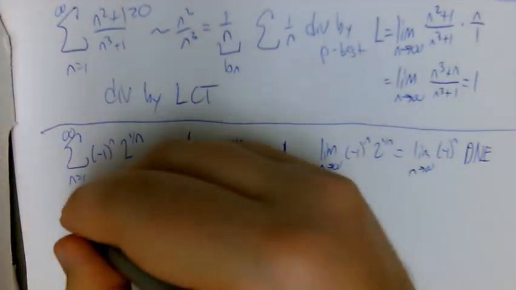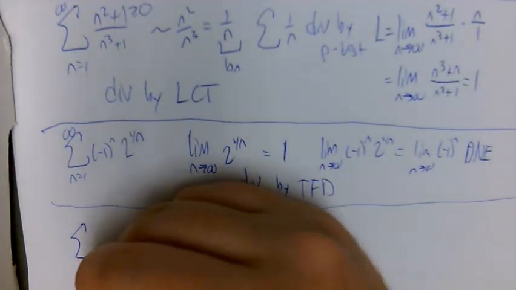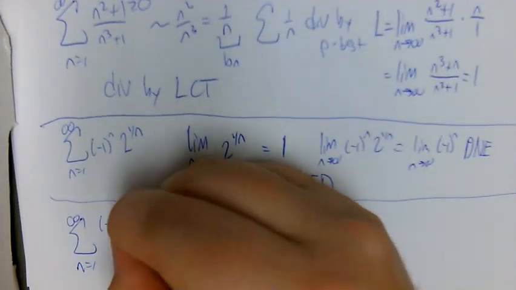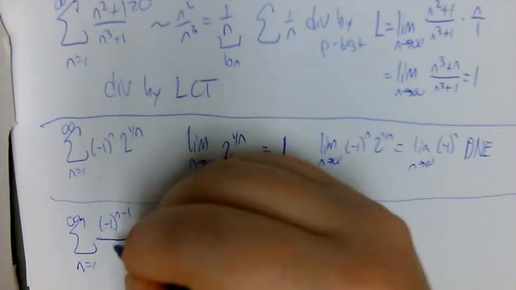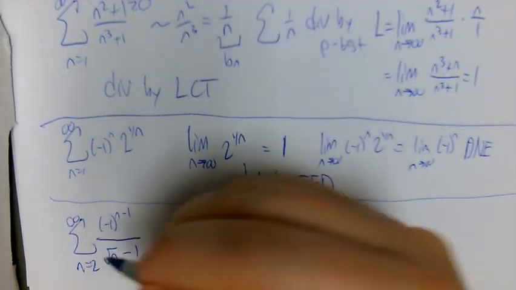Next, I have another alternating series. We have the sum from 1 to infinity of (-1)^(n-1) over the square root of n-1. Oh, this should start at 2. Whoops.